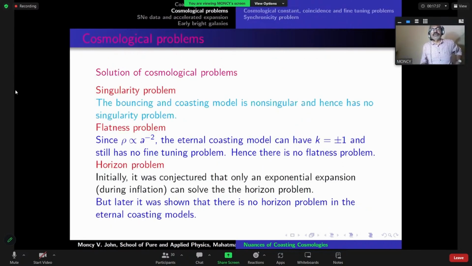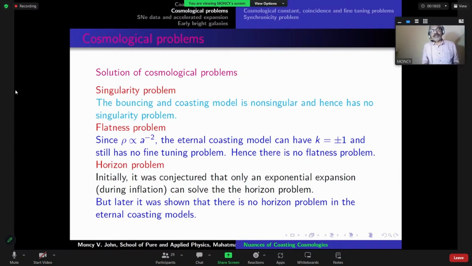Now we discuss the solution of cosmological problems in these models. In general, the coasting models we discussed so far are all singular except the bouncing and coasting model. So we can say there is no singularity problem in the bouncing and coasting model.